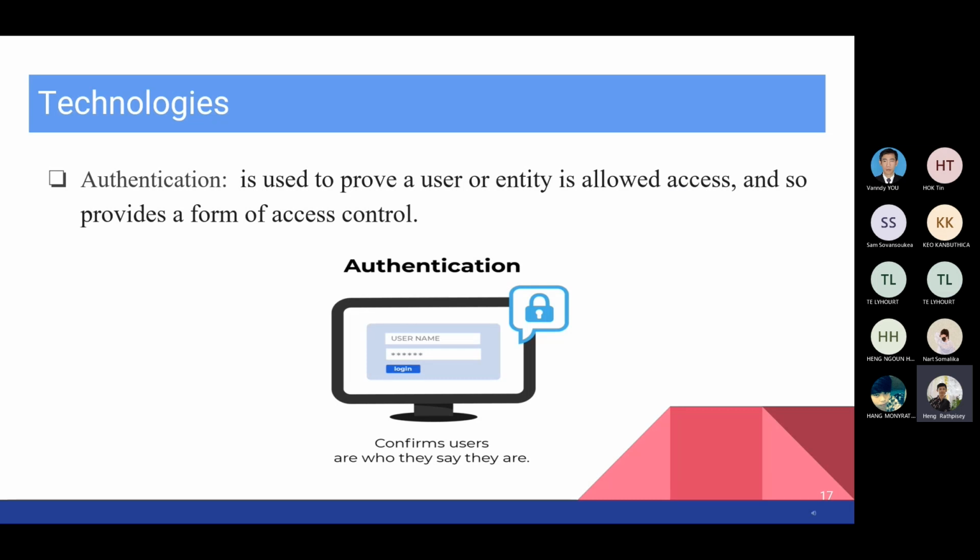The fourth technology is authentication. Authentication is used to prove that the user or entity is allowed access, so it provides a form of access control. By using a pre-shared key, organizations that want to set up a VPN tunnel between each other configure and share the same key in their VPN devices to be able to authenticate to each other. A pre-shared key, by the way, is like a password made up of multiple random characters that is shared between the parties creating a virtual private network tunnel between VPN devices, and the more complex and longer the key is, the more secure.